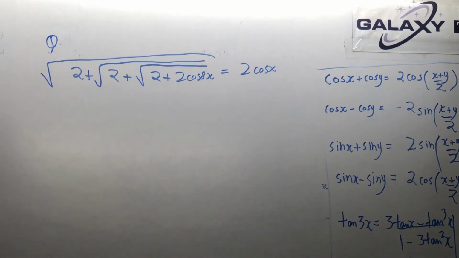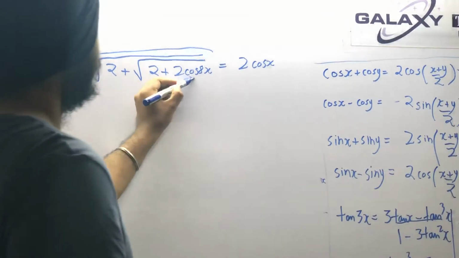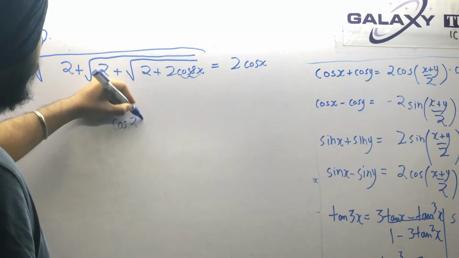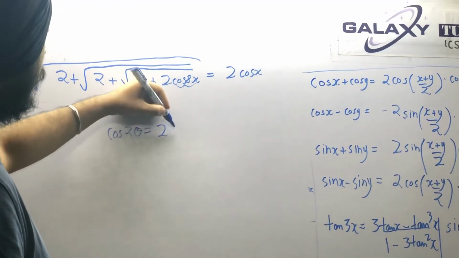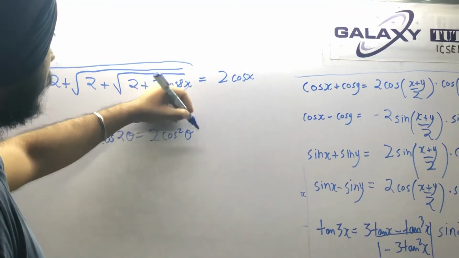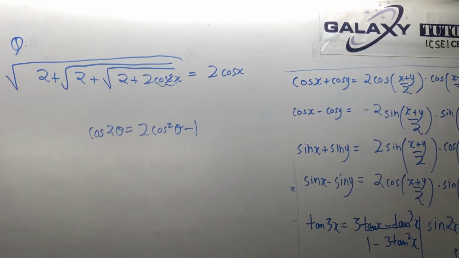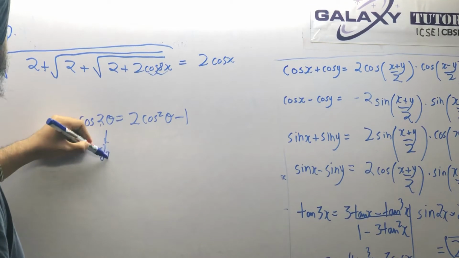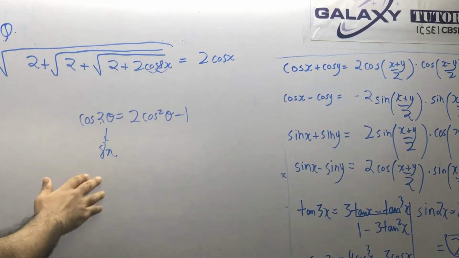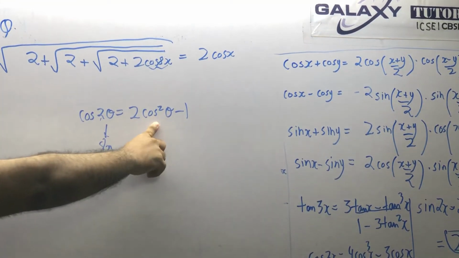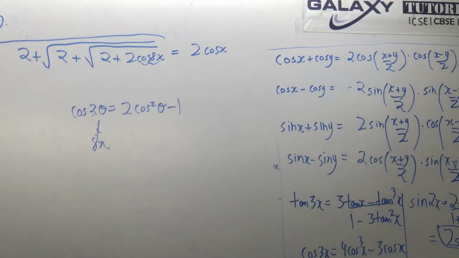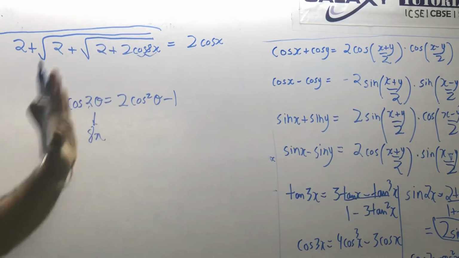Now look carefully. Here you have cos 8x. You know cos 2 theta is 2 cos square theta minus 1. Is that right? Yes. Now instead of 2 theta, if you put 8x. Why did I use the cos square formula? Because the right hand side is in the form of cos, so I have to somehow convert it into cos only.